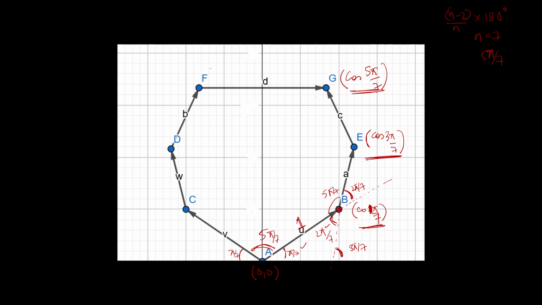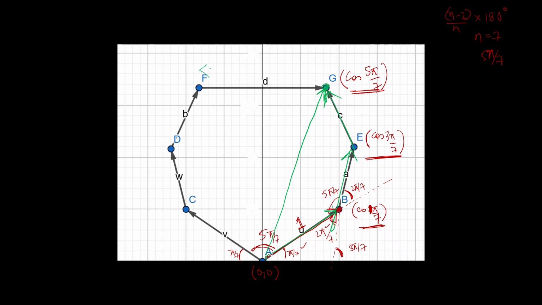Now if I look carefully, this vector plus this vector plus this vector, the resultant is this vector right here. Now if I need the x coordinate of the resultant vector, which is this point G, look closely, this point G's x-axis coordinate is nothing but half.